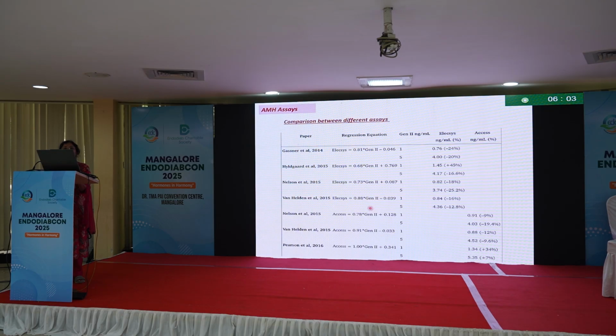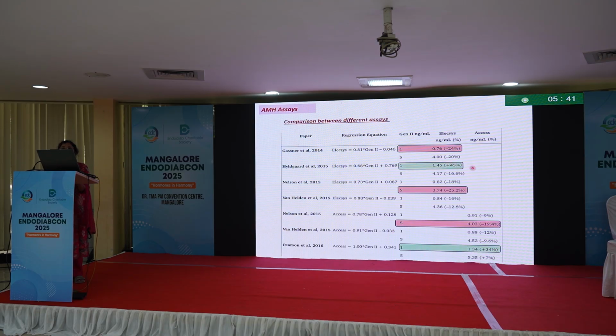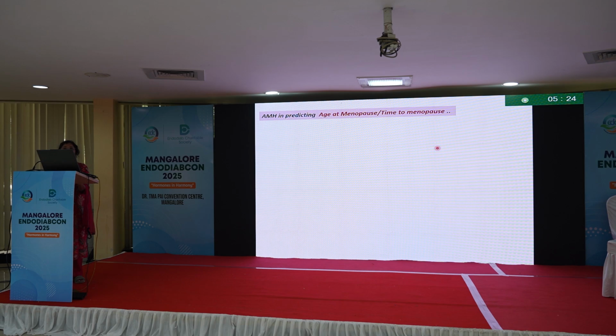But let's see, if there are different assays, what is the comparison between their performance? As we can see, they are not the same. There can be situations where one assay gives 1, but the other assay for the same sample reads as low as 0.76, that is 24 to 25% lower than the other. Not only that, there can be 30 to 40% increased levels also. So depending on the assay used, the same sample may give different AMH results, which makes it difficult to interpret AMH when it is done successively in a patient.